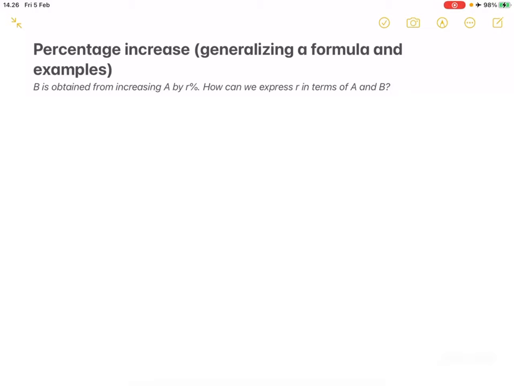And in this chapter of percentage, I'm going to talk about percentage increase, and I'm going to generalize a formula, and let's do some examples later on.